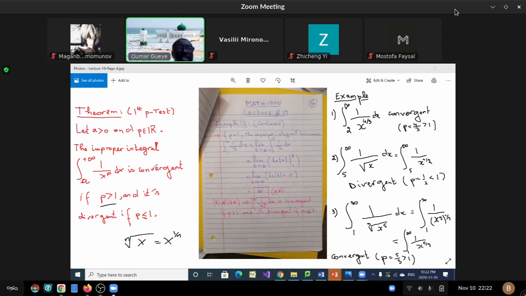Just keep in mind the p-test here, this theorem, which helps us to conclude about these integrals.